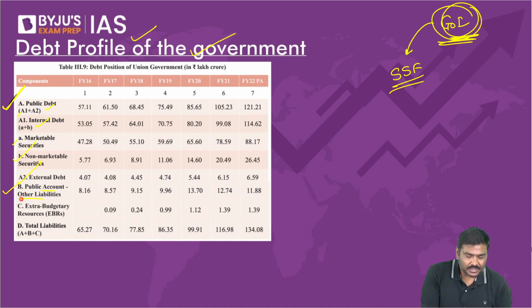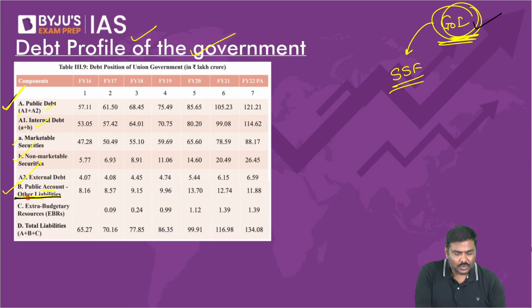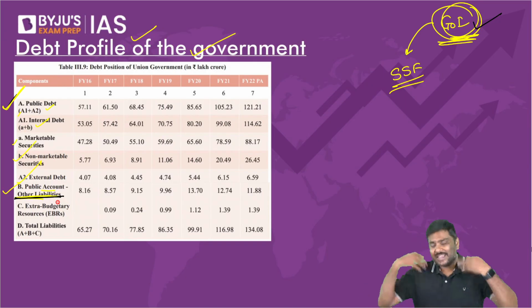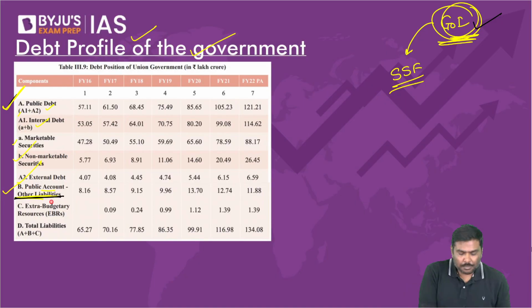Now, please understand this. I said all of these are components of the public account. And if Government of India will guarantee the payment of all of this, don't you think these will be counted as part of the liabilities of Government of India? Liability means the government is guaranteeing the payment. So public account liabilities are also counted as part of the total liabilities of the government.